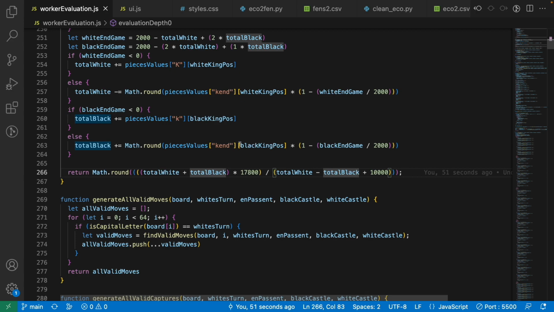Okay, so now I'd like to talk about the eval for the terminal nodes.